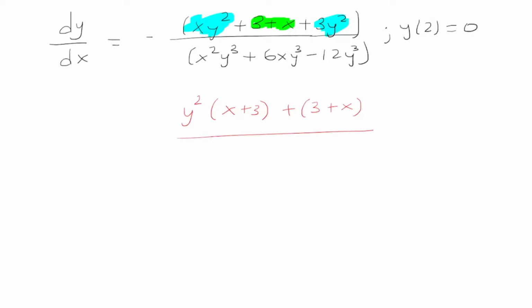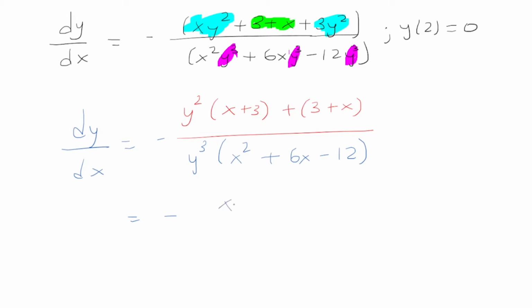Now the denominator, they all have a factor of y cubed. So I'm going to factor that out. So we'll have y cubed times quantity x squared plus 6x minus 12. Now I can factor out an x plus 3 from the top, and I'm going to be left with y squared plus 1. And the bottom, I'm just going to leave it alone.